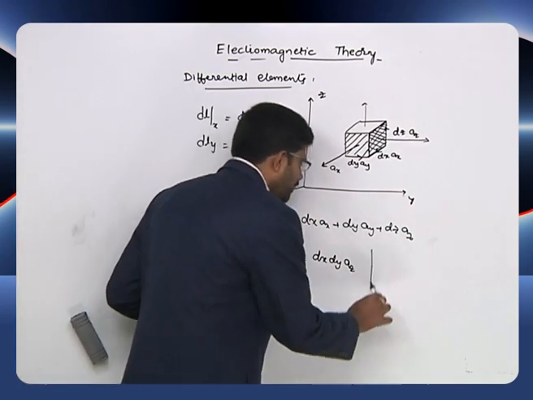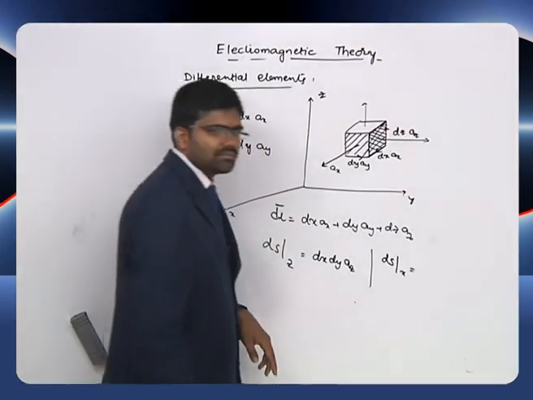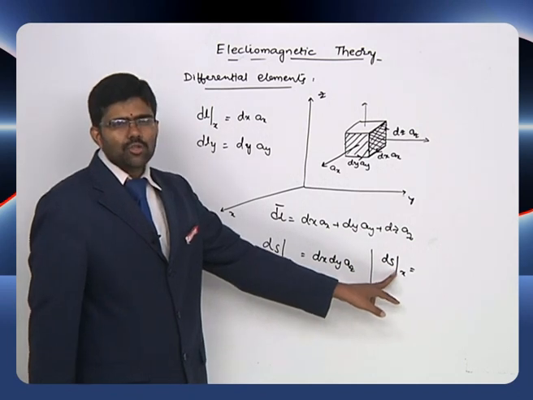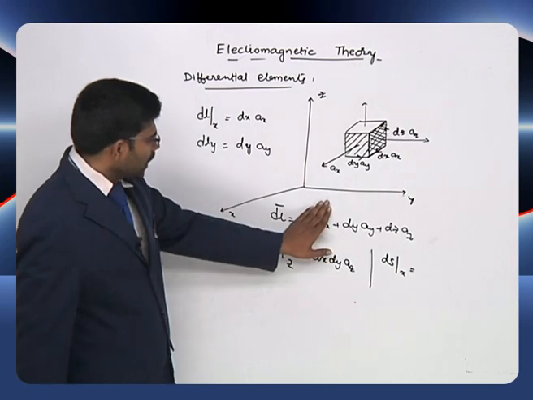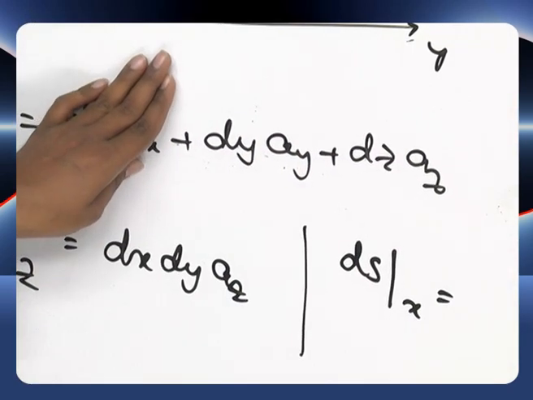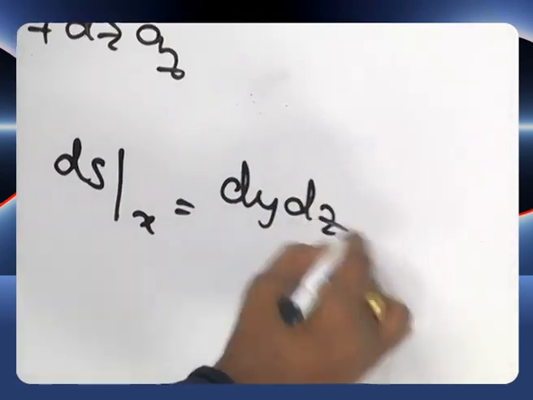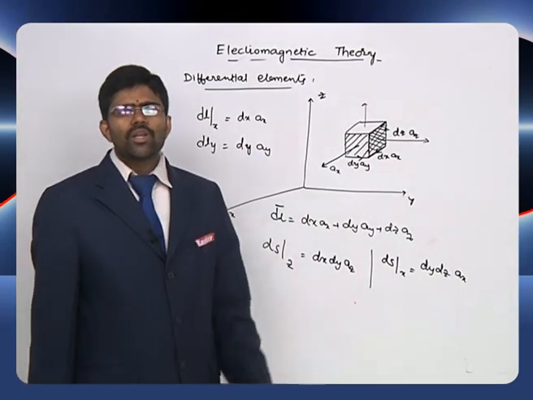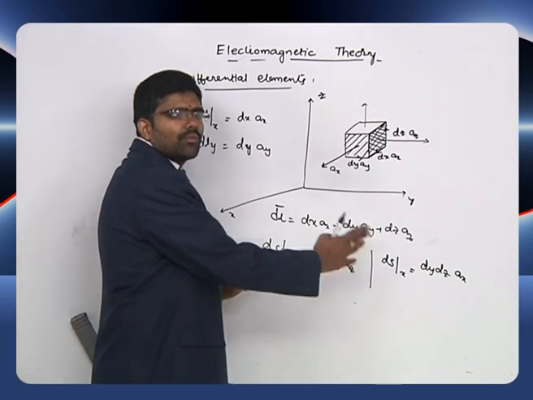In the same way, the differential surface in x direction, we already went through that one. But now once again, observe the differential surface in x direction with this shortcut. Close this x. If you close this x, the remaining two terms are dy and dz, and multiply the components dy dz, that is dy dz in the x direction, ax. Just a very simple technique which will be useful for getting the differential surface in the required direction.